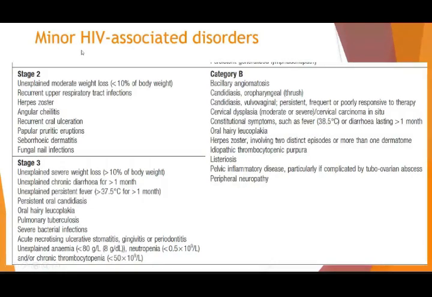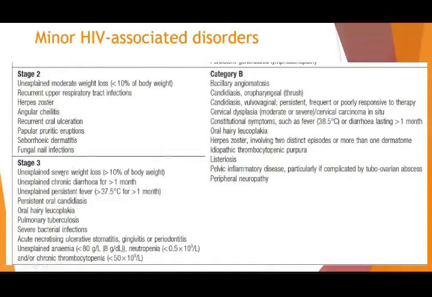These we call minor HIV associated disorders. For example, unexplained weight loss, recurrent upper respiratory tract infections, herpes zoster, angular cheilitis, recurrent oral ulcerations, papular pruritic eruptions, seborrheic dermatitis, and fungal nail infections.